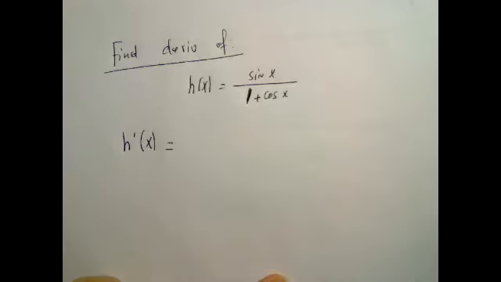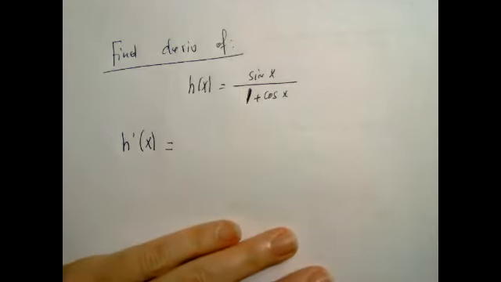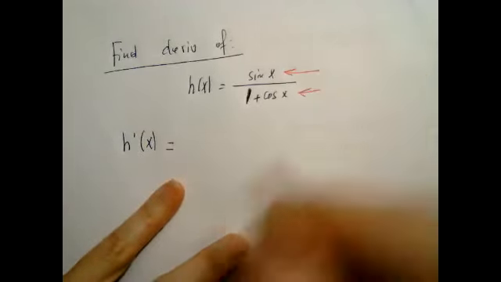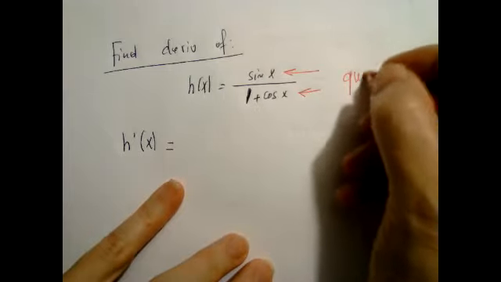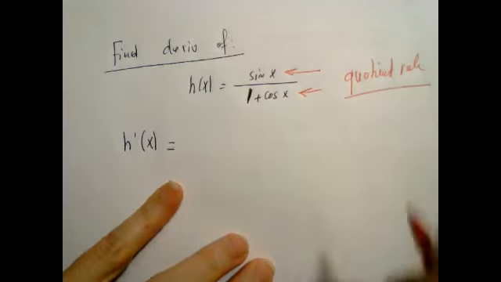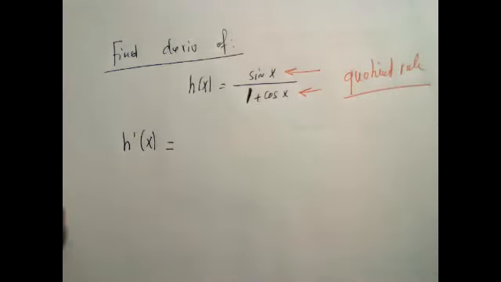Okay, I want answers on chat. How do you find the derivative? Which rule do we use? That's the quotient rule. One function divided by another, quotient rule. Okay, so let us use the quotient rule.